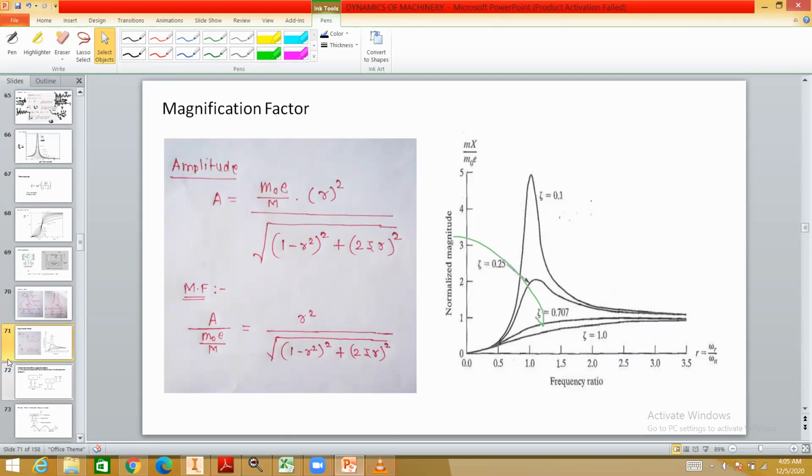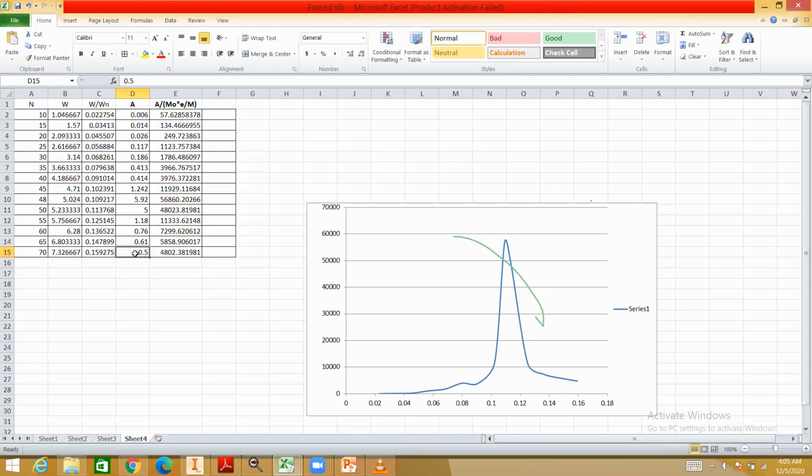And in order to get this higher frequency ratio in our calculation, we need to find out the values for RPM exceeding 70. So we have to take 75, then 80, and then correspondingly find out the A value. Then somewhere we can observe the flat graph when the magnification factor is 1.